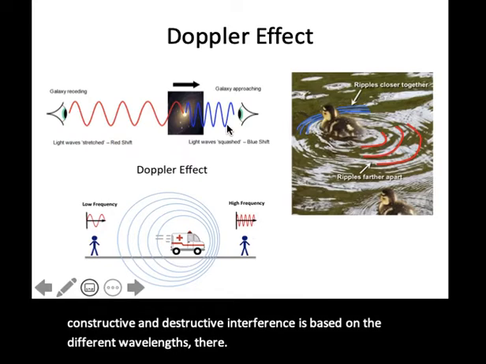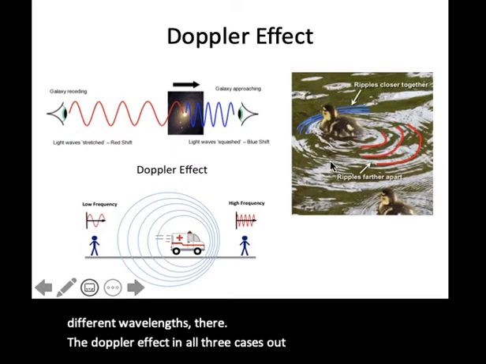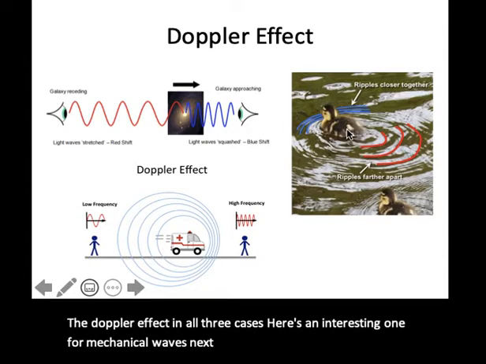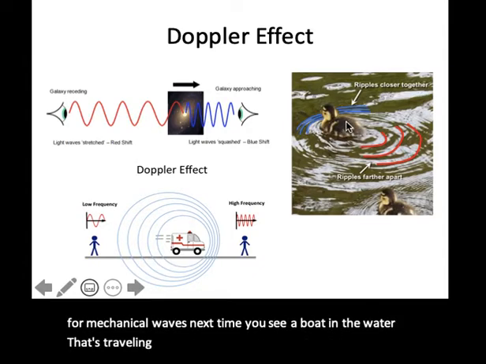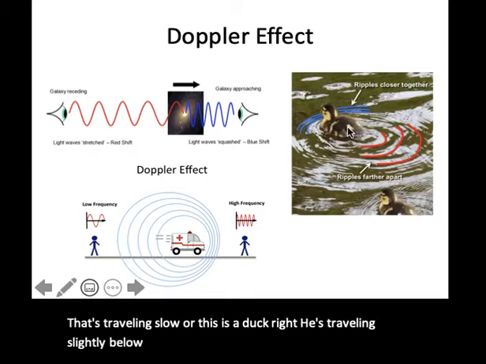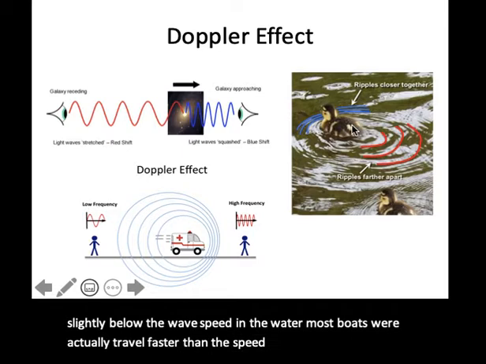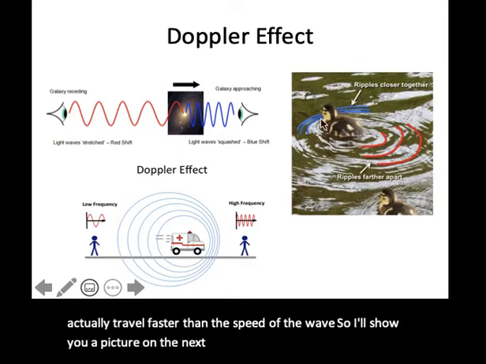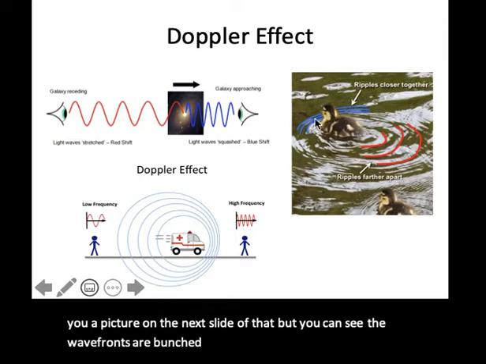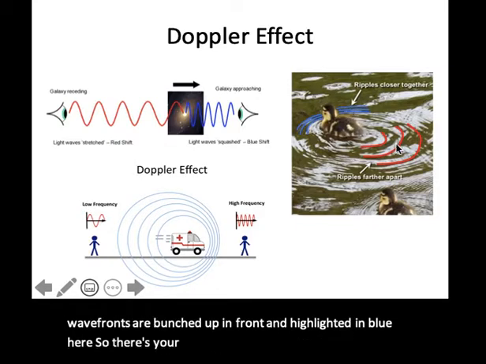The Doppler effect in all three cases. So here's an interesting one for mechanical waves. Next time you see a boat in the water that's traveling slow, or this is a duck, right? He's traveling slightly below the wave speed in the water. Most boats will actually travel faster than the speed of the wave, so I'll show you a picture on the next slide of that. But you can see the wave fronts are bunched up in front, highlighted in blue here. So there's your high frequency Doppler shift. And then behind them, the ripples are farther apart.